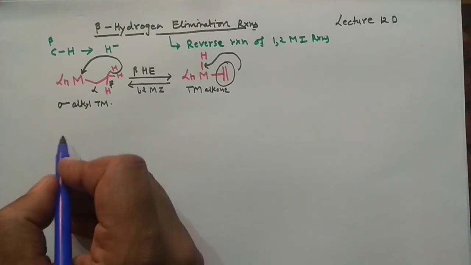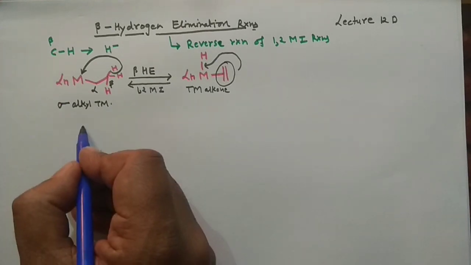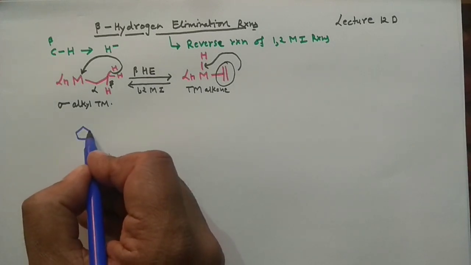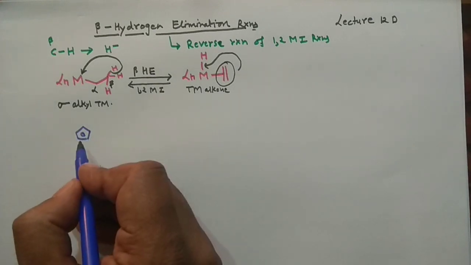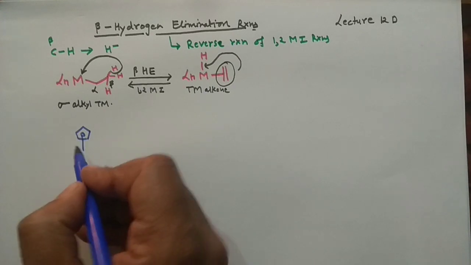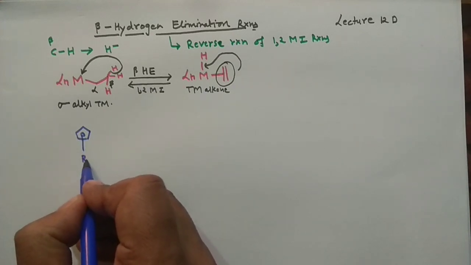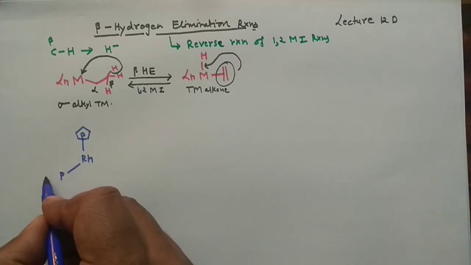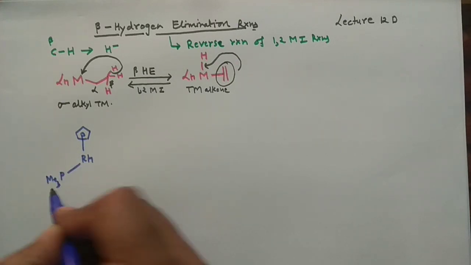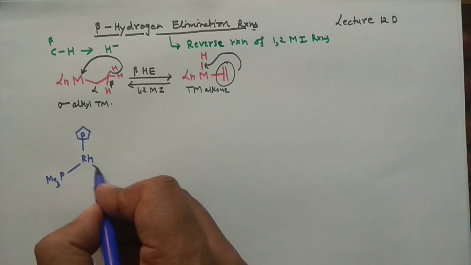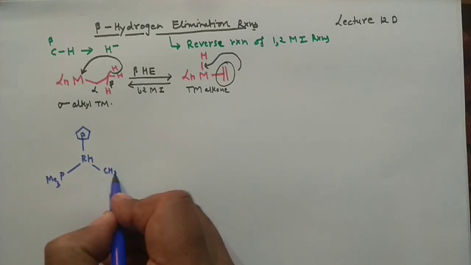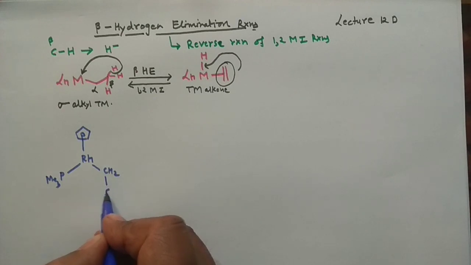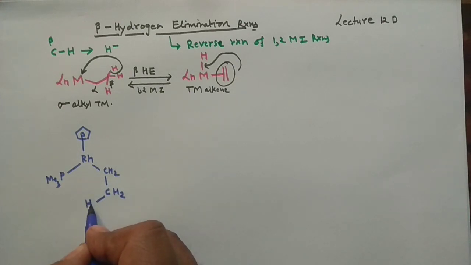For example, say this is your cyclopentadienyl anion, that is eta 5. It is connected with all the carbons. This is eta 5, and in the center you have the rhodium, and then you have PMe3, right? And then you have CH2, and then another CH3. So I am writing your CH3 in this mode, CH2 plus this hydrogen, right?